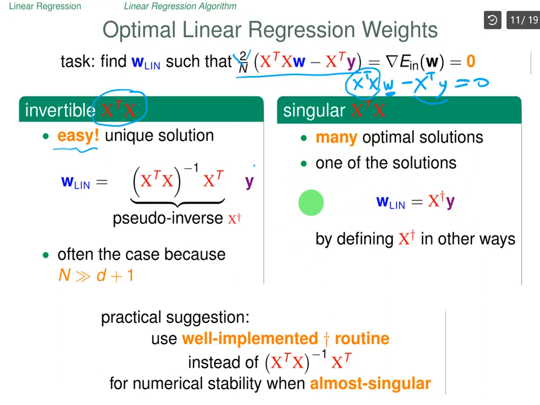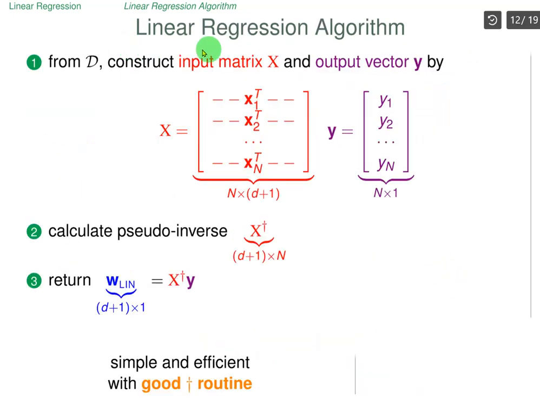So a practical suggestion to solve these kinds of problems is to use well implemented routines to obtain the pseudo-inverse instead of obtaining the inverse directly, for numerical stability, when we have a matrix which is almost singular. The linear regression algorithm can be summarized in 3 steps.